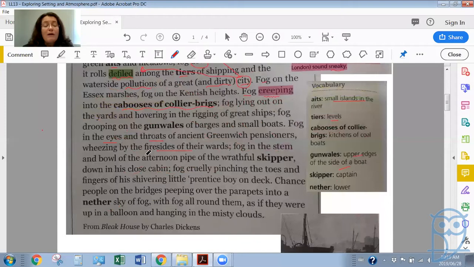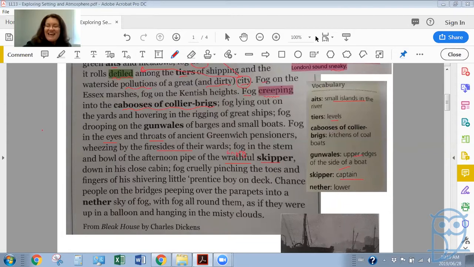Fog in the stem and bowl of the afternoon pipe of the wrathful skipper. He's not just a skipper, a captain of a boat, he's wrathful. Why is this skipper of the boat angry? Since wrathful is another word for being angry. What do you think? Oh, here we have a suggestion about the people feeling sick, that it might be almost like asthma. Yes, this is not a good thing. So the fog is not only affecting the setting, it's affecting the people in the setting. And what about this idea of the skipper being wrathful or angry? Why is the skipper angry?